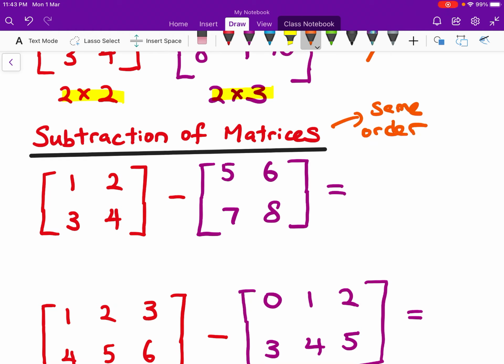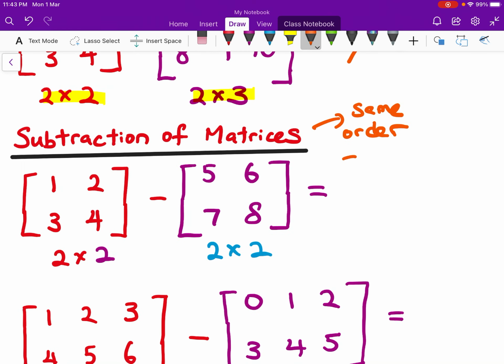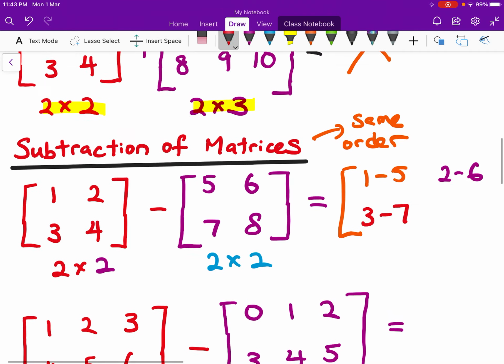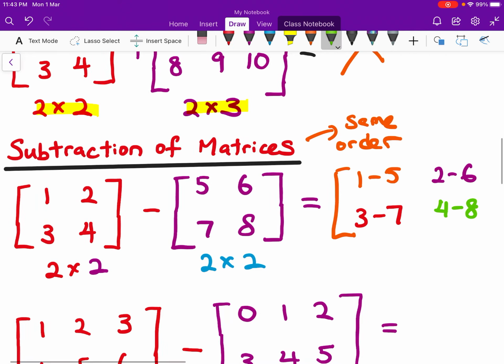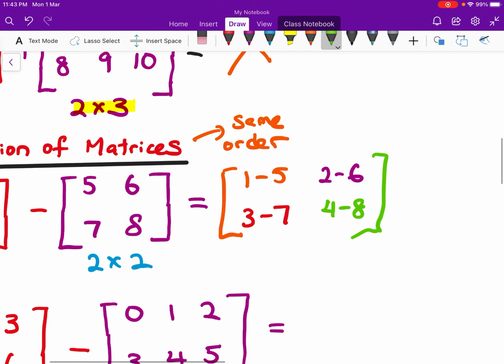All right, let us take a look at the first matrix. This is a 2 by 2 matrix. The second purple matrix is a 2 by 2 matrix also. Then you just subtract accordingly. 1 minus 5, 2 minus 6, 3 minus 7. Last but not least is 4 minus 8. Then you calculate accordingly.